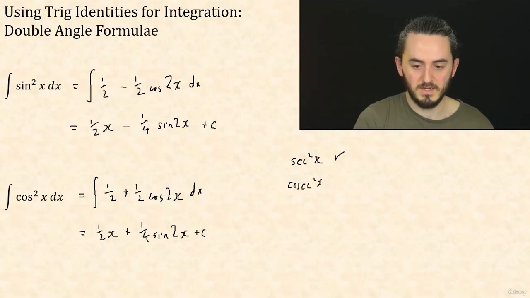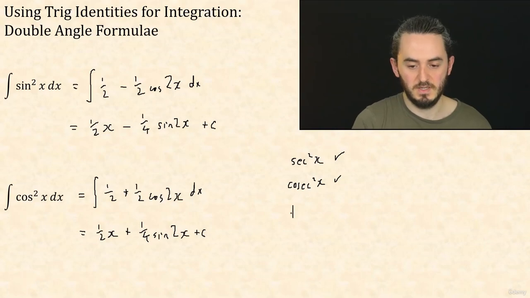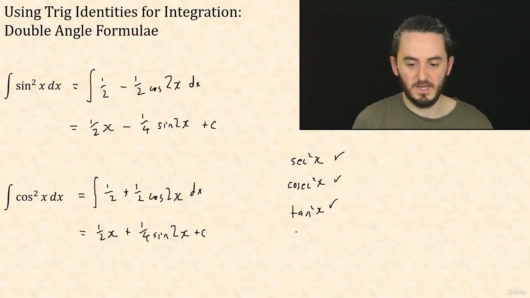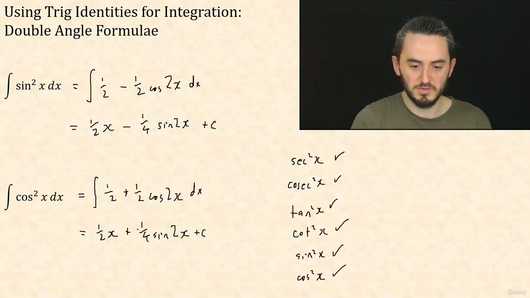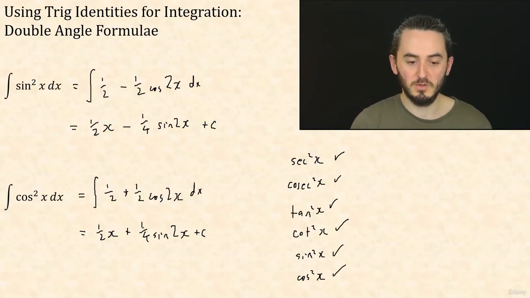Cosec squared x, yep, that integrates to minus cot x, standard integral. Tan squared x, yep, using Pythagorean identities explored in the previous video. Cot squared x, yep, Pythagorean identity explored in the previous video. Sine squared x, yep, figured out here using double angles. Cos squared x, also using double angles. So that's pretty nice, right? We can now integrate all of the trig functions squared.